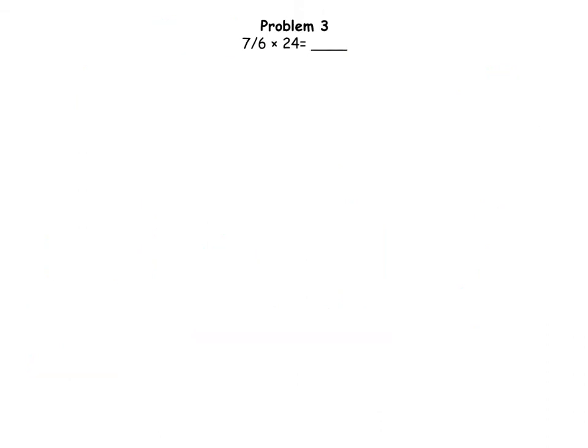Problem number 3, 7/6 times 24. Well, I know I need to do 7/6 times 24. Well, let's think about this. I know I could do repeated addition and do 7/6 plus 7/6 24 times, but that doesn't seem time efficient. So I know I could do 7/6 times 24 over 1, because 24 over 1 doesn't change the value of 24.